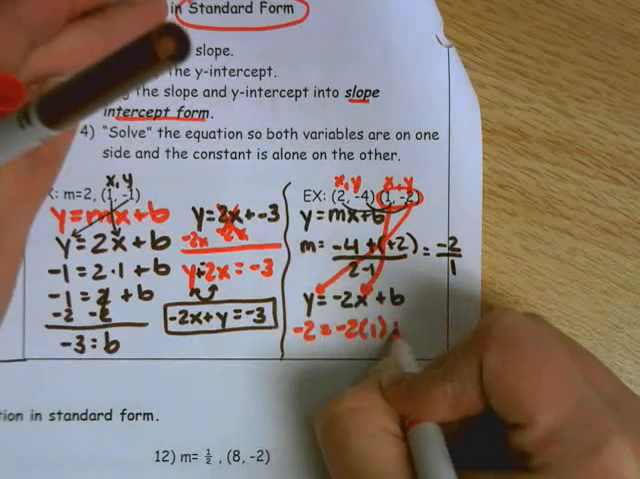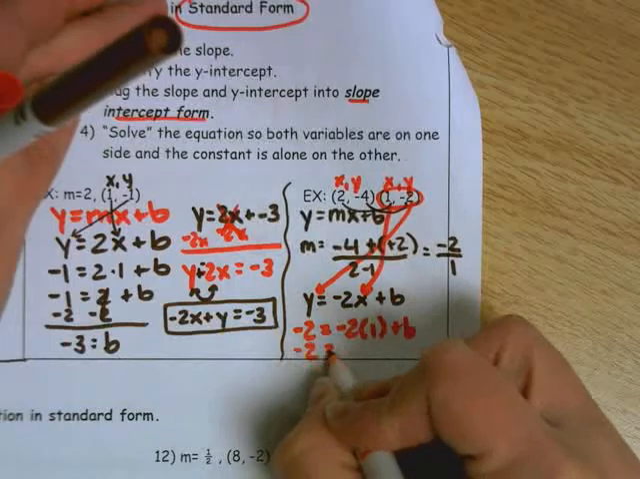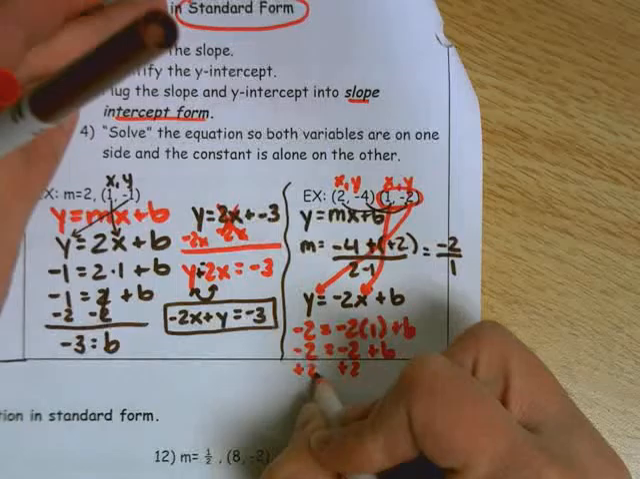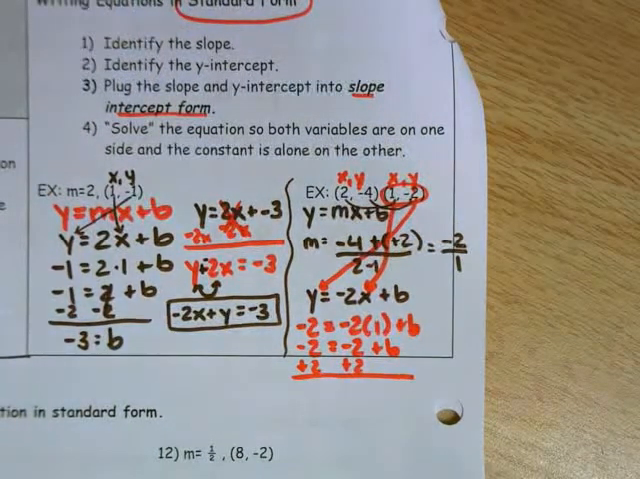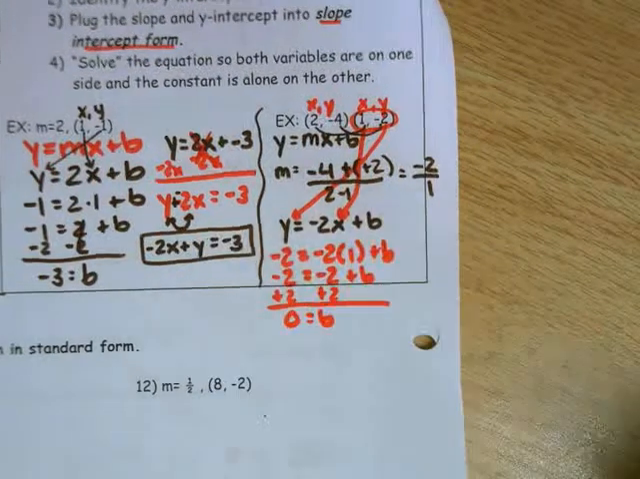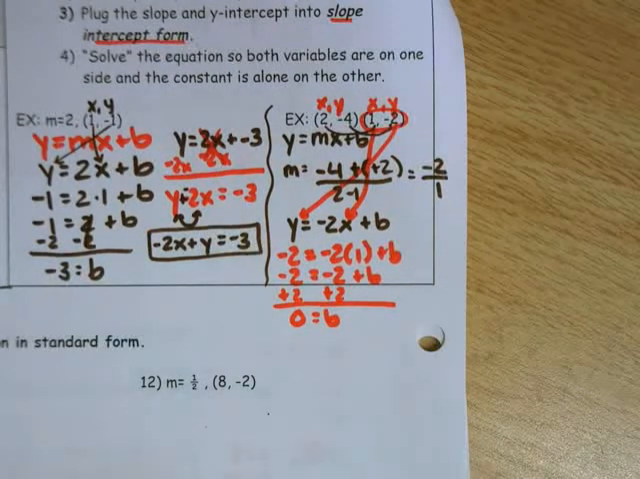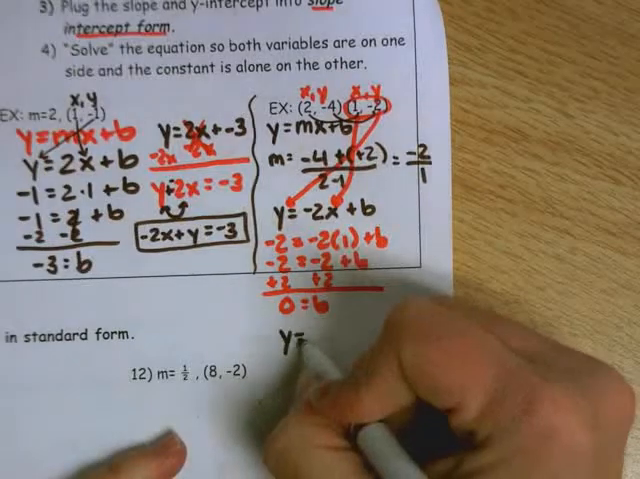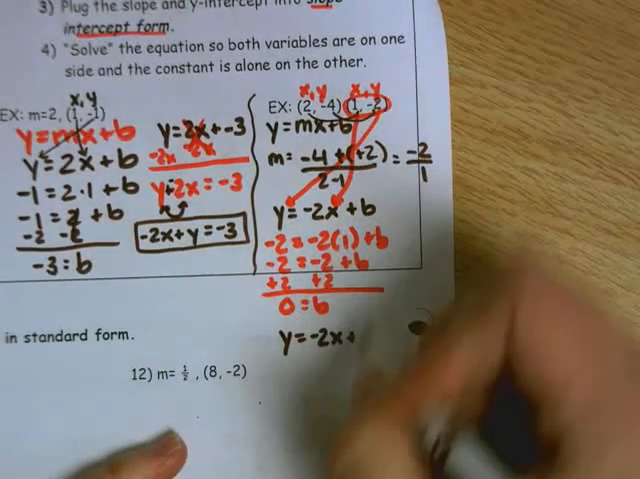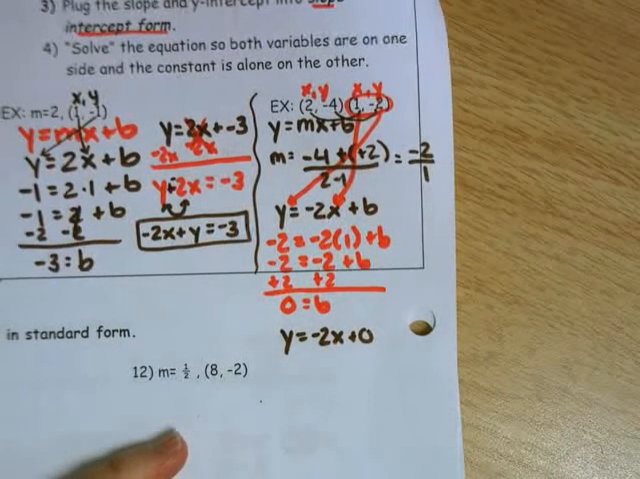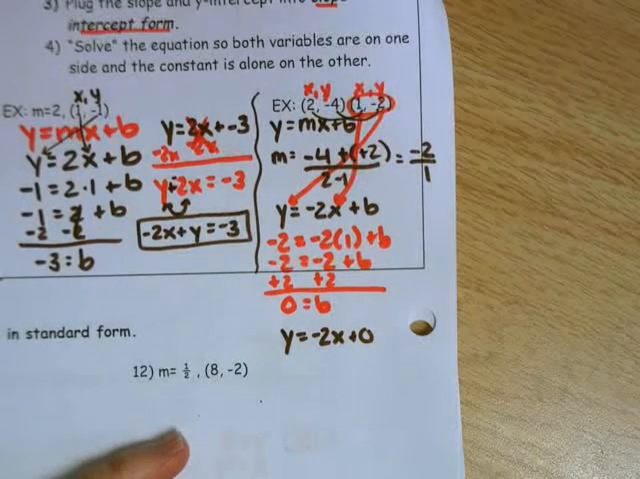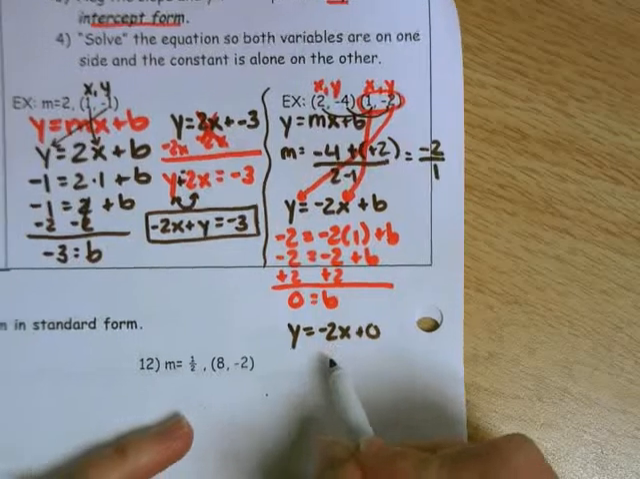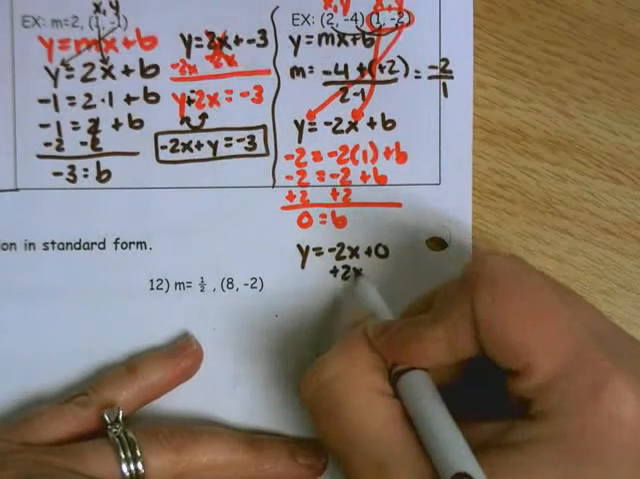Negative 2 times 1. So let's see what that looks like. Negative 2. So now I'm going to add 2 to both sides. Negative 2 plus 2 is what? 0. 0 equals b. So my y-intercept is 0. Just goes through the origin. I know that my slope is negative 2, and my y-intercept is 0. That is my y equals mx plus b. I need to turn that into standard form. So I need to get my x's over here. Well, this time, how would I get rid of negative 2x's? I'd have to just add 2x's.